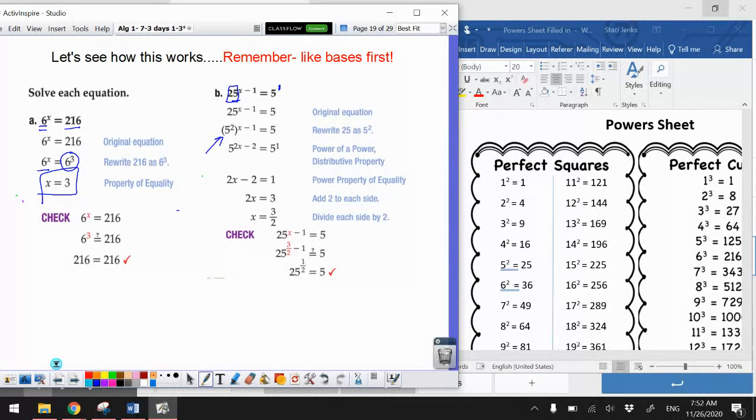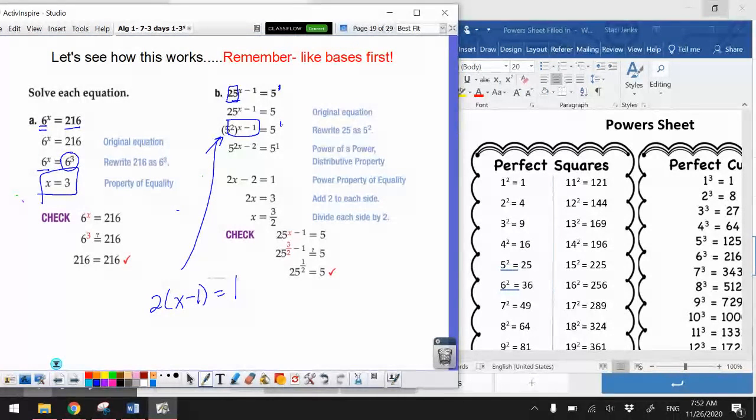So I'm substituting in 5 squared. So what I really have, I can put a mark around it, I'm going to write it down here, is this: 2x minus 1 is equal to 1, because the power on the 5 is 1. So I'm really looking at that being my equation.